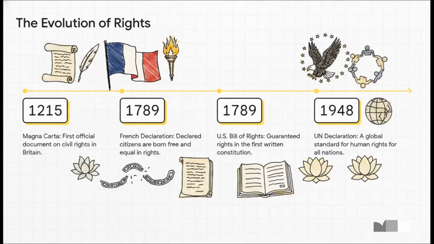Now, this idea of fundamental rights didn't just pop out of nowhere. It's been evolving for centuries. You've got the Magna Carta back in 1215, which limited a king's power, then the French and American revolutions, all the way up to the UN's Universal Declaration of Human Rights. India's founders were looking at this whole global story and drawing inspiration from it.